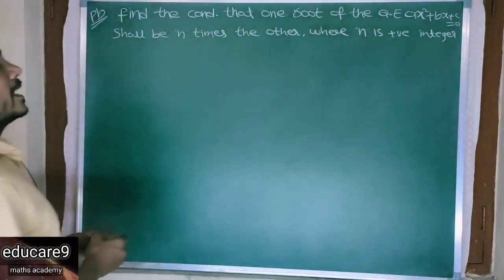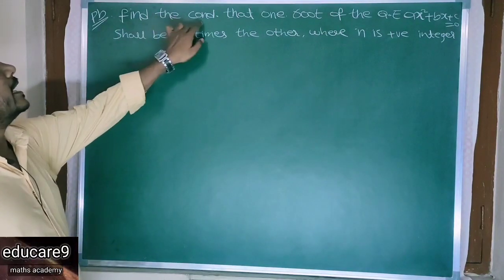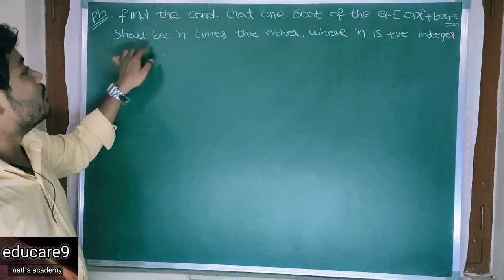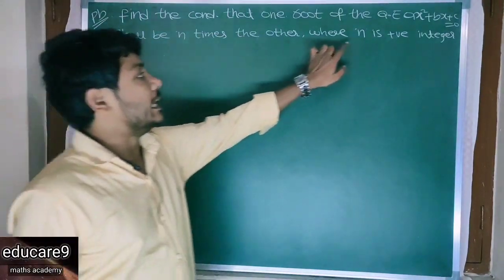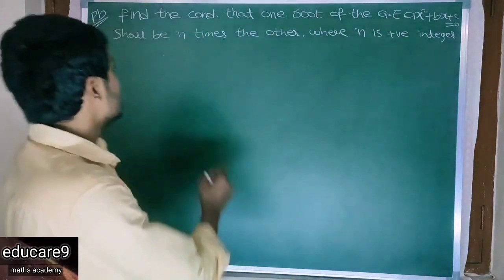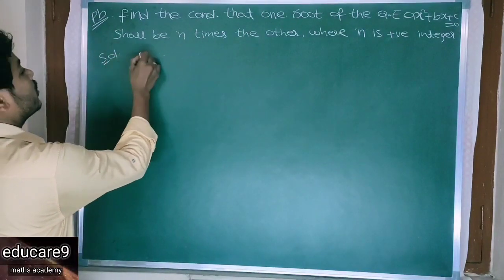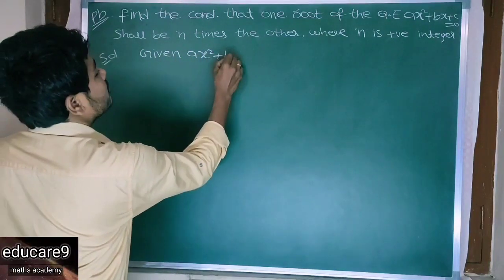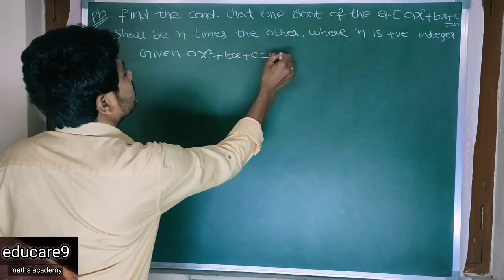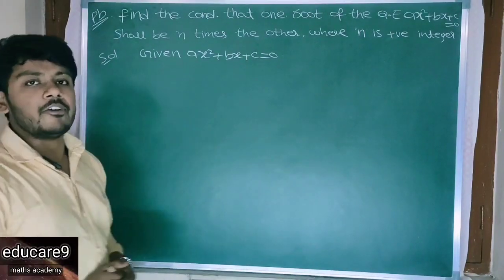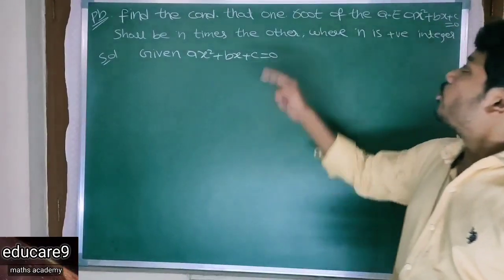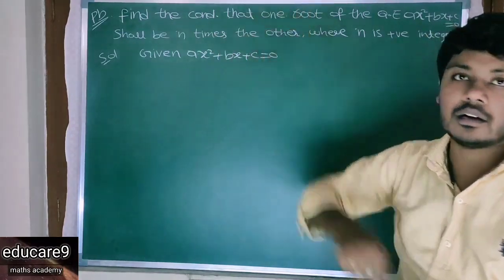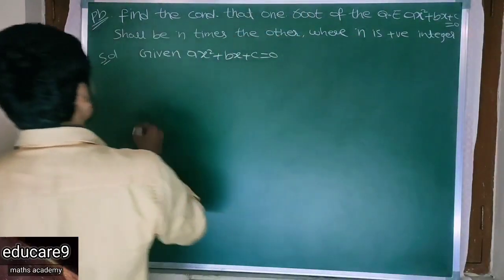See here, next problem. Find the condition that one root of the quadratic equation shall be n times the other. Here n is a positive integer. Given quadratic equation is ax square plus bx plus c equals 0. So here we want to find the condition that one root of the quadratic equation shall be n times the other root.